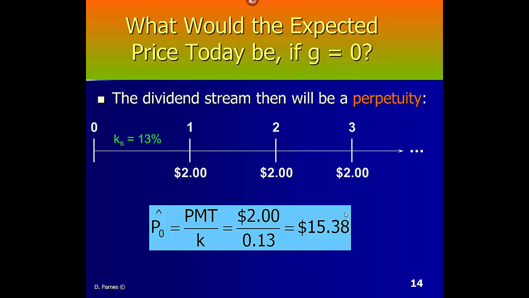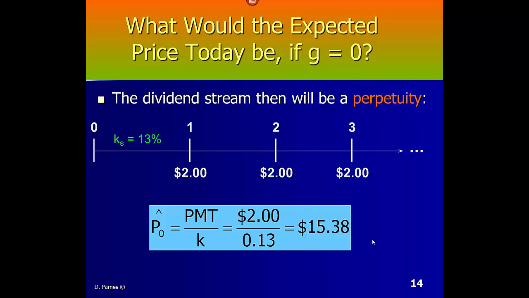So if G is assumed to be 0, what you have here is that D1 is equal to D2 is equal to D3 and so on forever. This is exactly a perpetuity. The price of a stock right now is equal to equal payments, equal dividends, divided by KS, which is $2 divided by 13% KS, the required rate of return on the stock, which gives you $15.38.